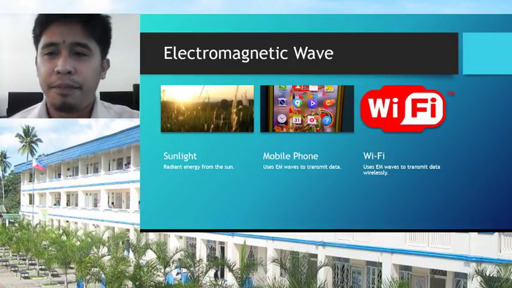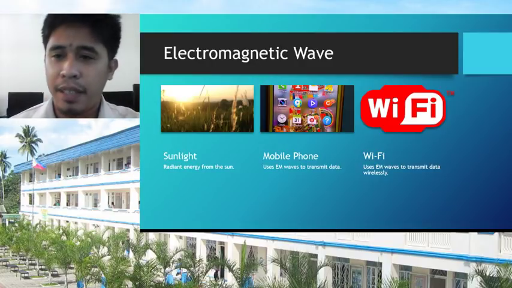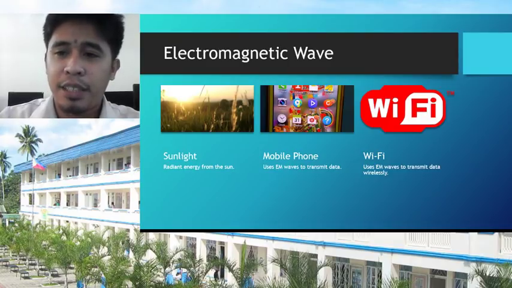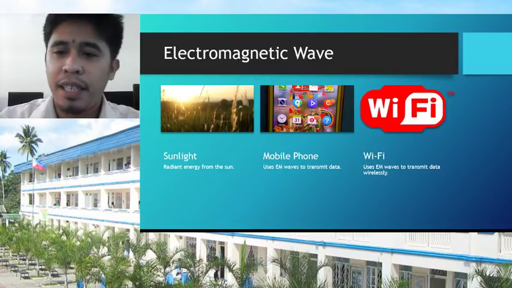Electromagnetic waves have plenty of applications and benefits to both living and non-living things. The sunlight provides heat energy to power processes in our planet, as well as initiates the formation of vitamin D in humans. Mobile phones use electromagnetic waves to send and receive text messages and voice calls. Wi-Fi, a wireless technology, also uses electromagnetic waves to transmit data on a wireless network.